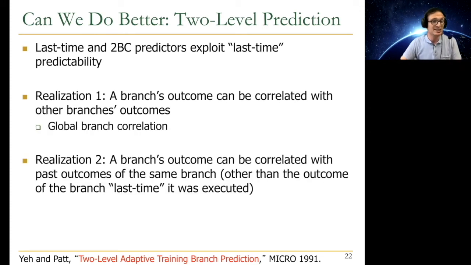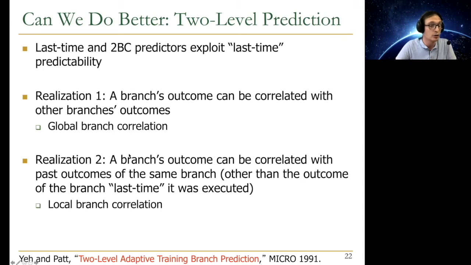And the second realization is that a branch's outcome can be correlated with past outcomes of the same branch, but different instances of the branch, other than the outcome of the branch last time or last n times it was executed. So this is going to be important. This is called the local branch correlation.